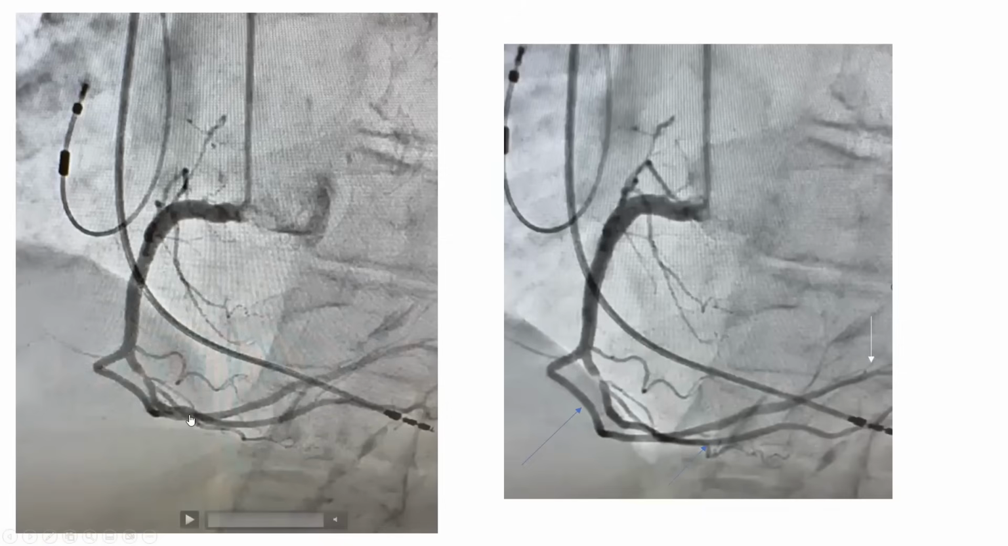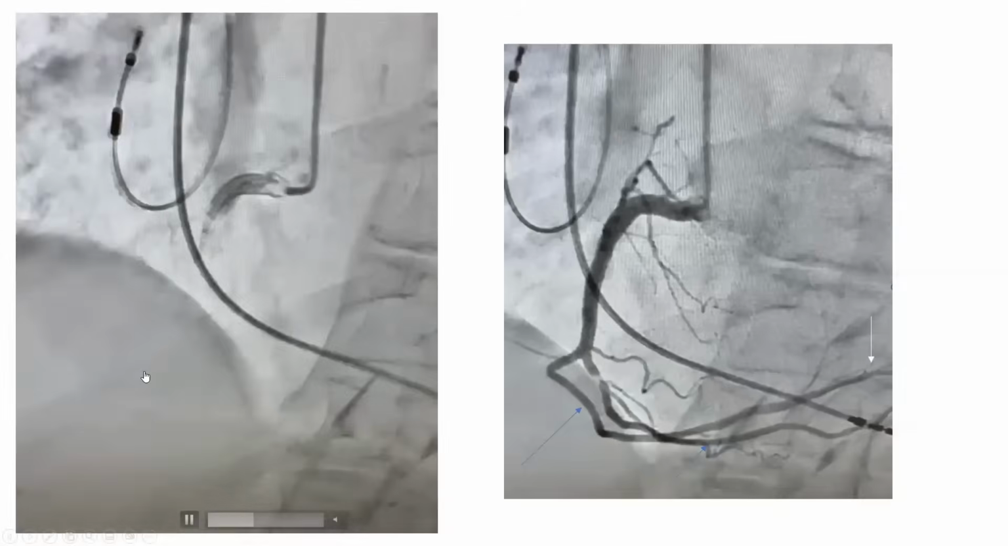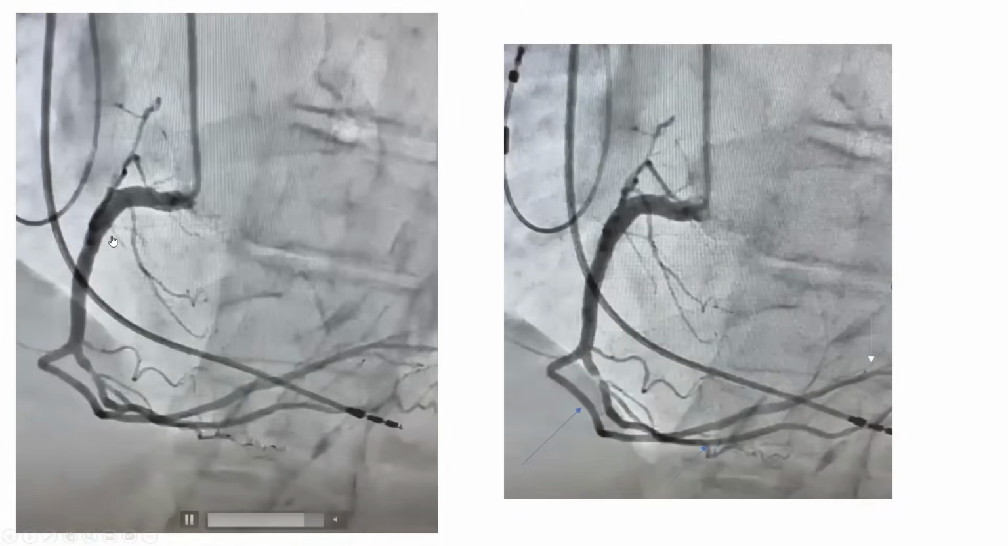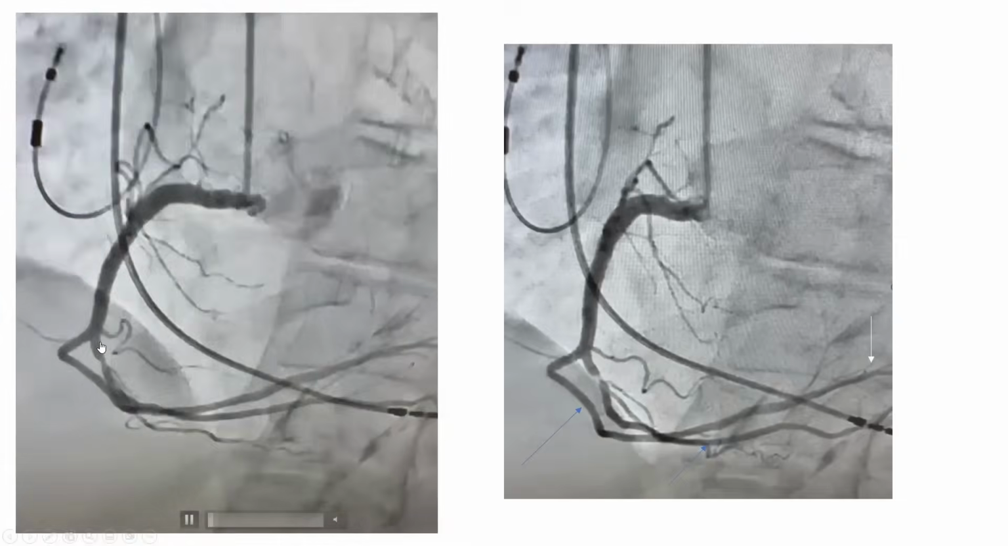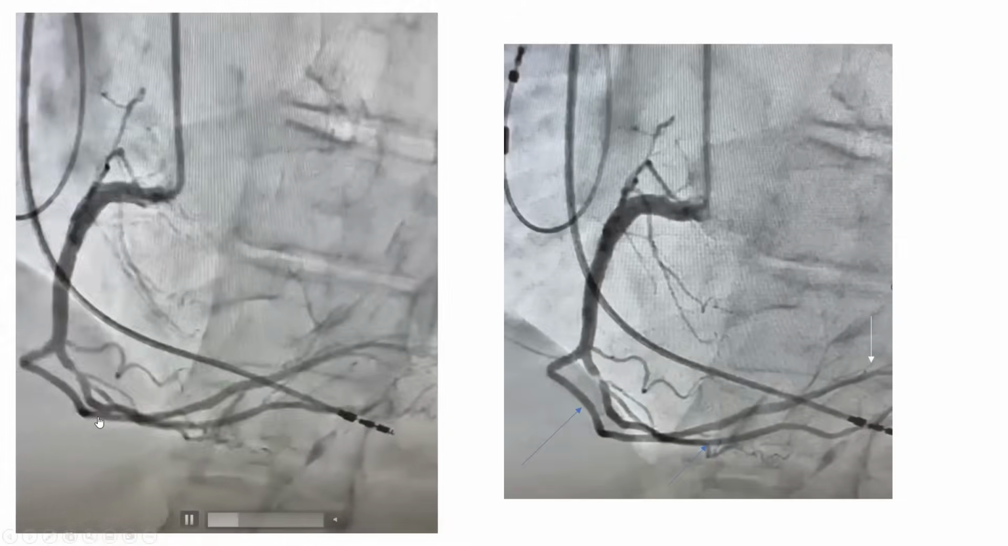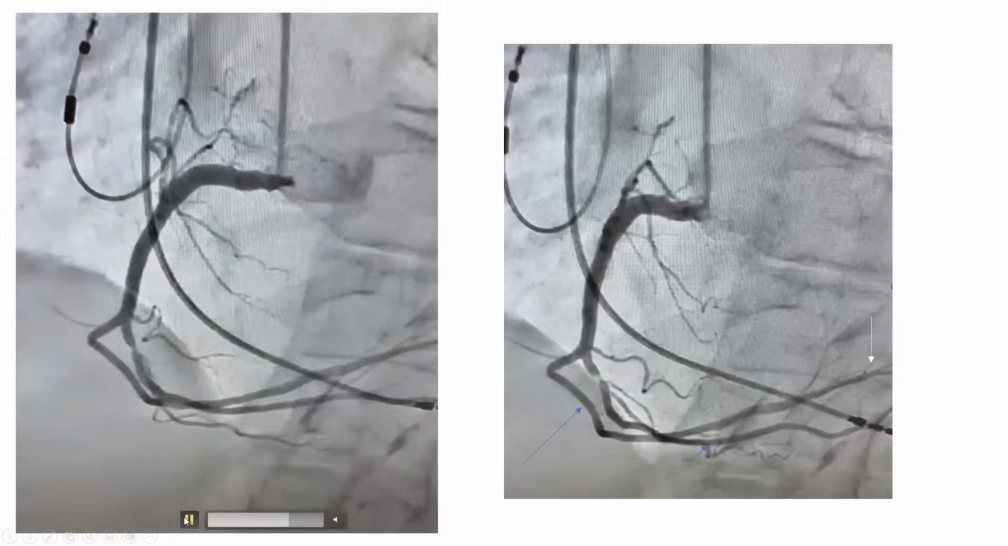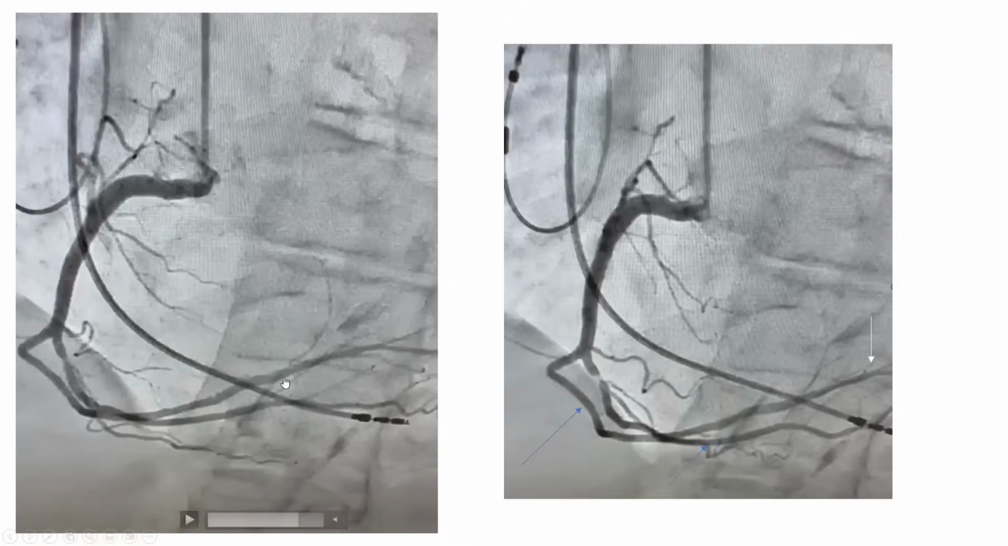If you're not certain which one is the true RCA, the better view to delineate would be RAO. However, you should be able to tell on this view already. The RCA on an LAO view, it's an LAO with a little cranial, is the one that has two bends. It bends here, then it bends again at what we call the crux of the heart, which is where the AV groove meets the inferior septum, which is this point. So I think looking at this view, this is a true RCA.